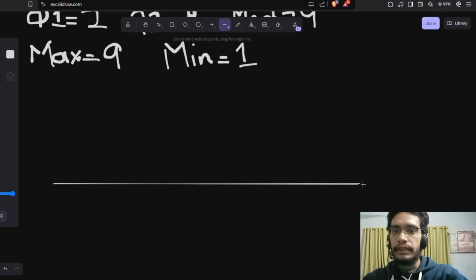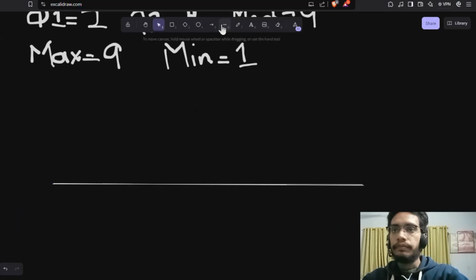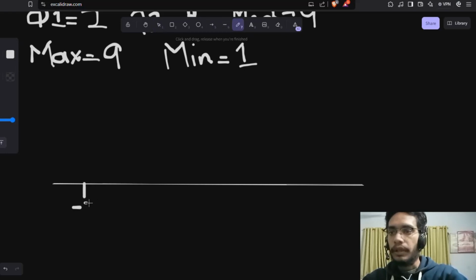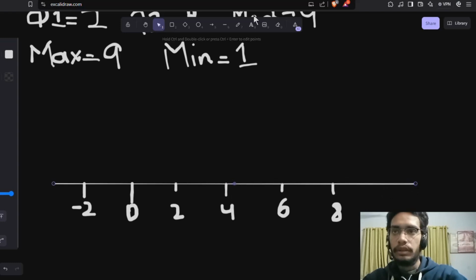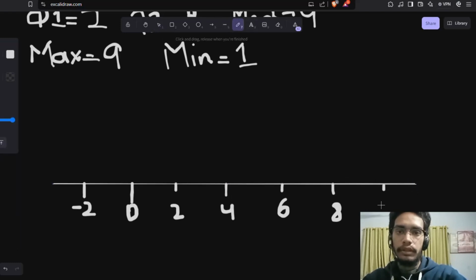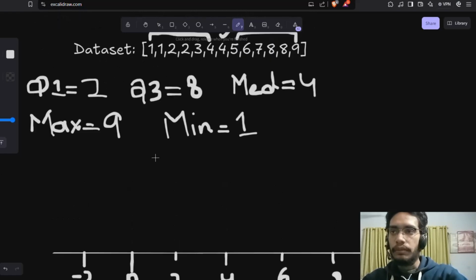This is your x-axis, and let me place some values here. Let's say I have minus 2, this is 0, this is 2, and this is 4. This is 6, and this is 8. If I exceed this till here, then we have 10. So how are we going to plot this box plot?